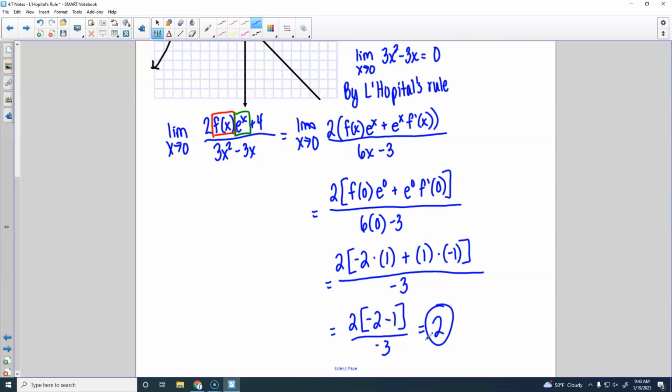It seems like they have really enjoyed putting this sort of L'Hopital rule problem on the AP exam the last few years. So I would not be surprised if you see something like this again.